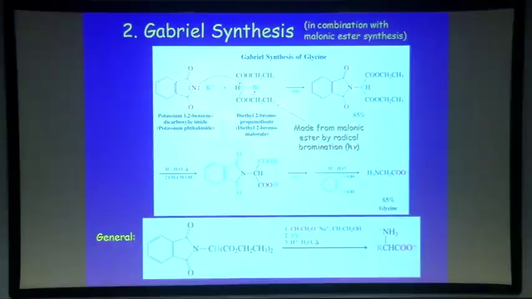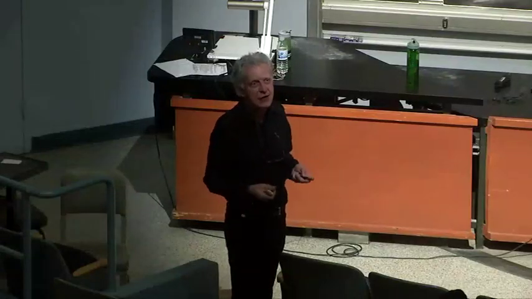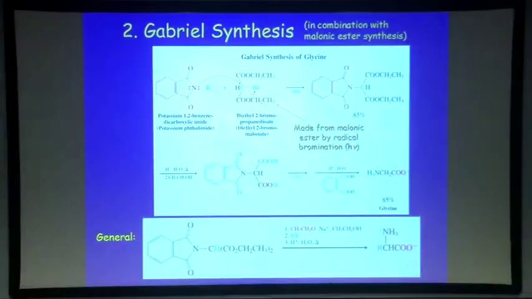This bromide, by the way, you make from the malonic ester by the classical radical halogenation. So you use light and bromine, or NBS, and that puts the bromine in here. So you can do an SN2 reaction that gives you this dicarboxylate, and then you just hit it with hydrolysis conditions, which in one step, in one pot, will hydrolyze the two ester functions to the carboxylic acids.